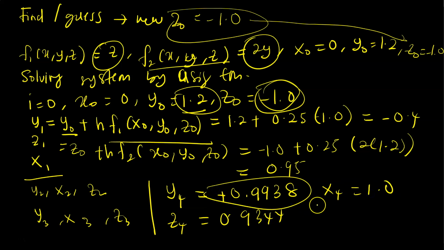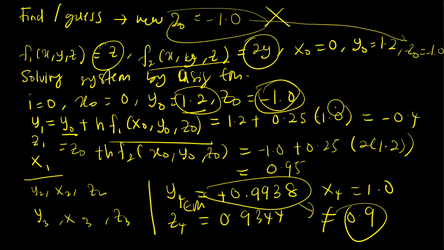Again, if we check this one, it is not equal to 0.9 from the question. This is from the Euler method. It is not equal, meaning that our Z0 here that we guessed is not correct. It will produce a wrong answer here. So what to do next?